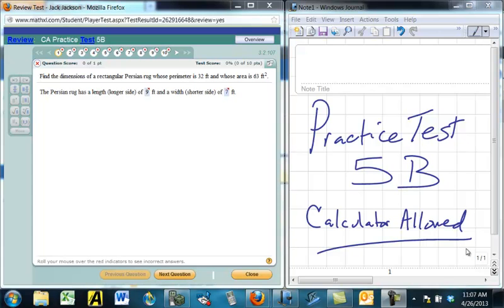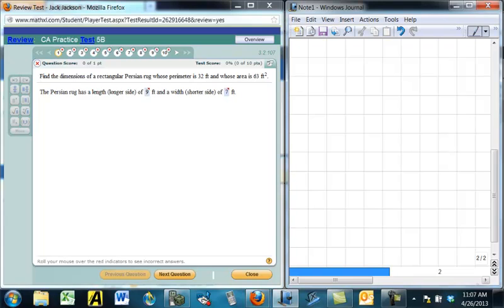We're going to be looking at practice test 5B today. Remember that this part of the test, the calculator is allowed. We have just 10 questions here, so let's jump right in and work through these.